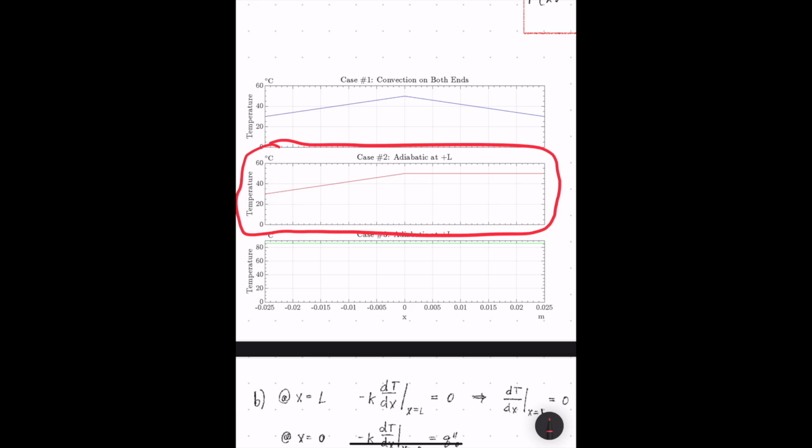You can see that since it's adiabatic on this side, the temperature curve remains constant, and since the heat is able to leave on this side, it drops down linearly.